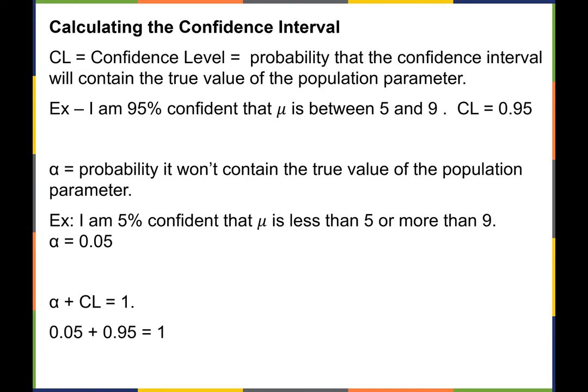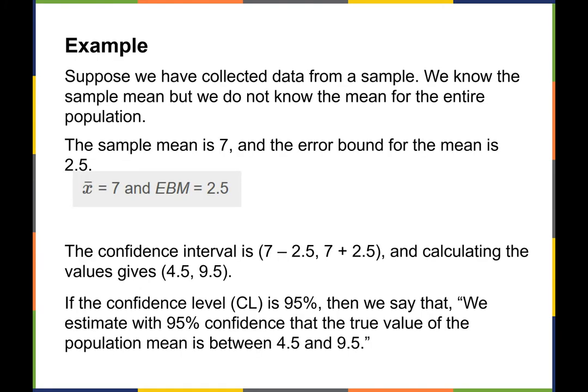And alpha plus CL have got to be equal to 1 because it's either between 5 and 9 or it's not. So let's do an example.